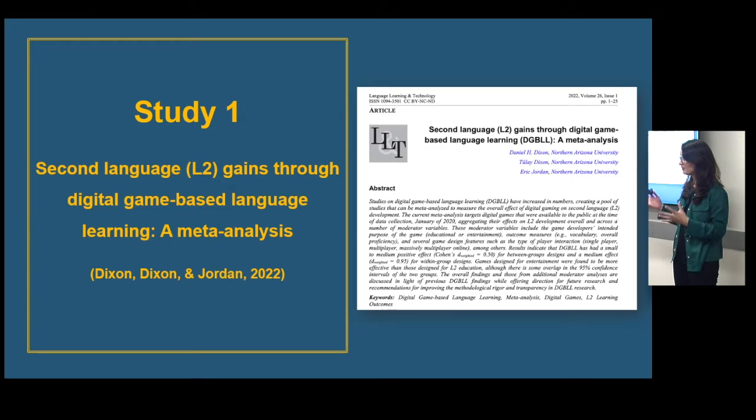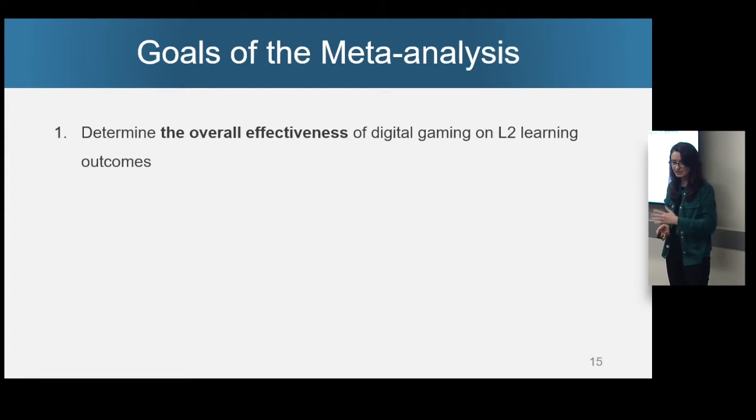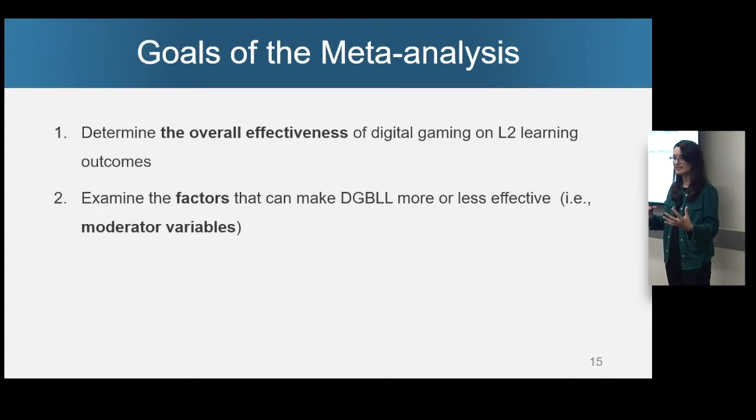Yeah, so we wanted to start with this meta-analysis just to give you an overview of what we know so far about DGBLL. And I hope that this will give us all a roadmap for what kind of future studies are needed in the DGBLL research domain. But before I begin, just quickly, if you're not familiar with meta-analyses, it's a research technique that allows you to aggregate effects across studies in the literature. So in this case, we were aggregating effects of digital gaming on L2 learning. So really, we had two goals with this meta-analysis. The first is determining the overall effectiveness of digital gaming on second language gains, and then examining the factors that make DGBLL less or more effective. And we're going to refer to these factors as moderator variables.